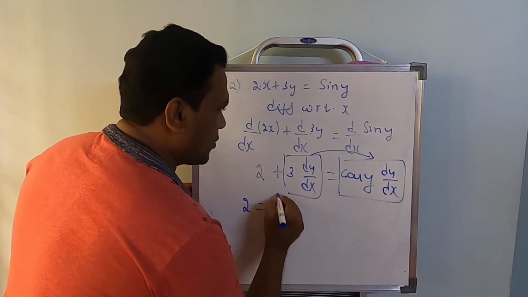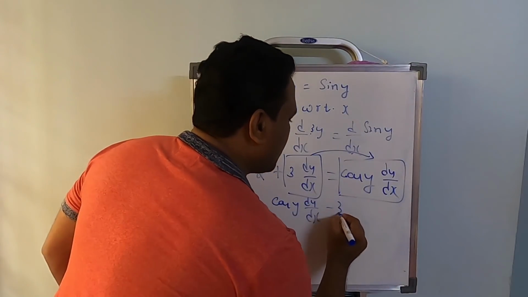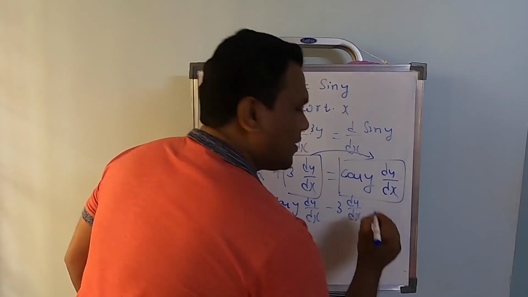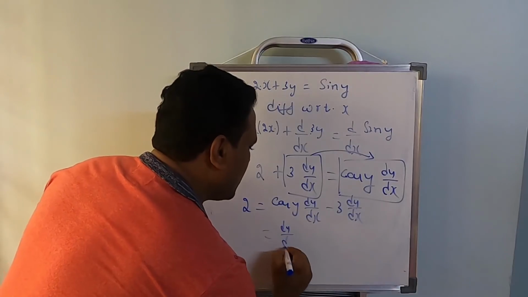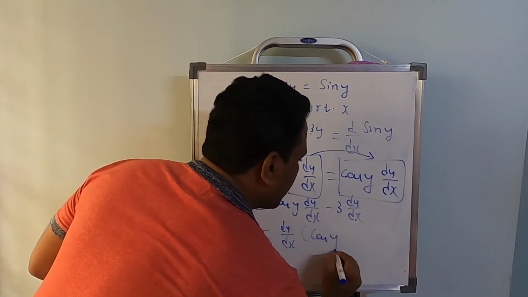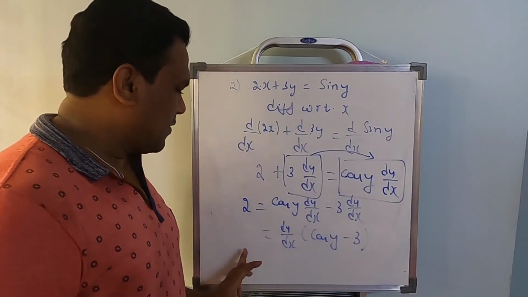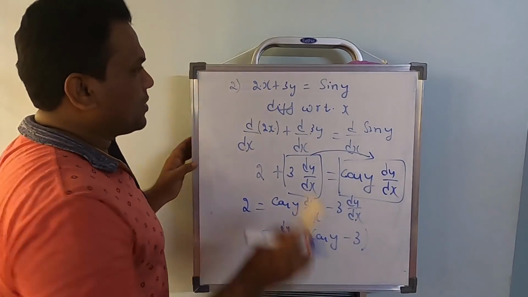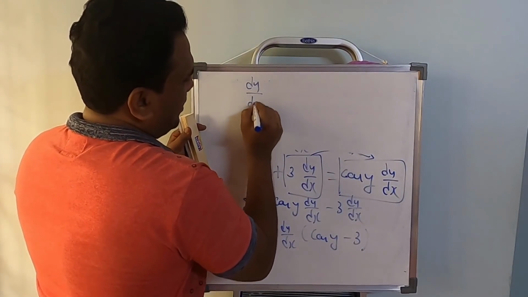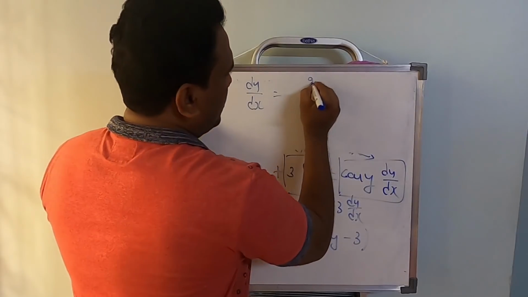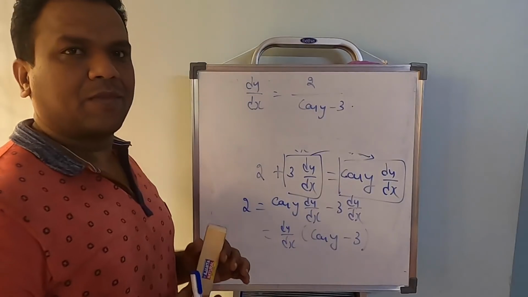So 2 is equal to cos y into dy by dx minus 3 into dy by dx. Now let me take the dy by dx as common. After taking common, you can notice cos y minus 3. The last step, cos y minus 3 will be shifted to left side. So the left side will become dy by dx equal to 2 by cos y minus 3.